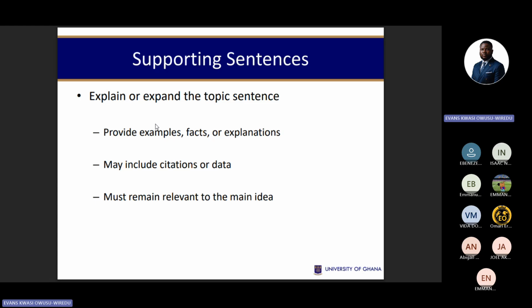So if these ones are used to explain the topic sentences, supporting, as the name says, is a supporter, just like you were supporting Ghana against Germany. But the main topic is Ghana versus Germany, and you were supporting Ghana. So you come and talk about how Ghana lost, blah, blah, blah.